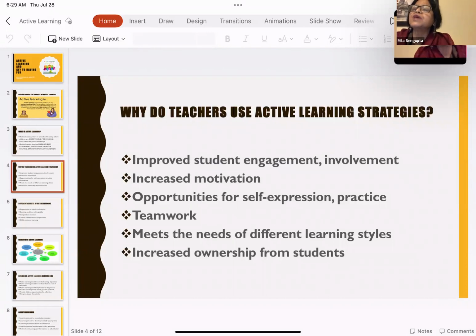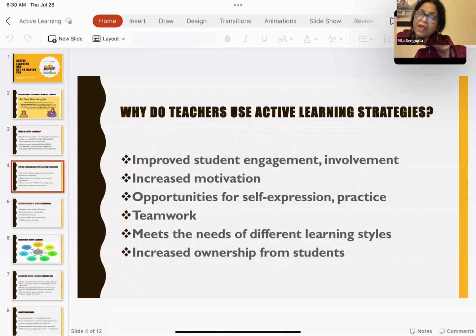Why do teachers use active learning strategies? Let's talk briefly about why we as teachers of young children should use active learning strategies in our classroom. Active learning automatically engages the students and increases their involvement in the classroom, which is what our goal should be. Our goal as teachers of young students should be to have active student engagement and involvement.